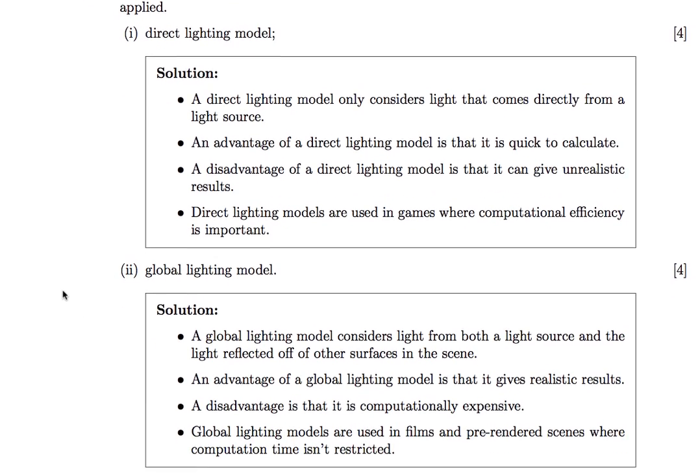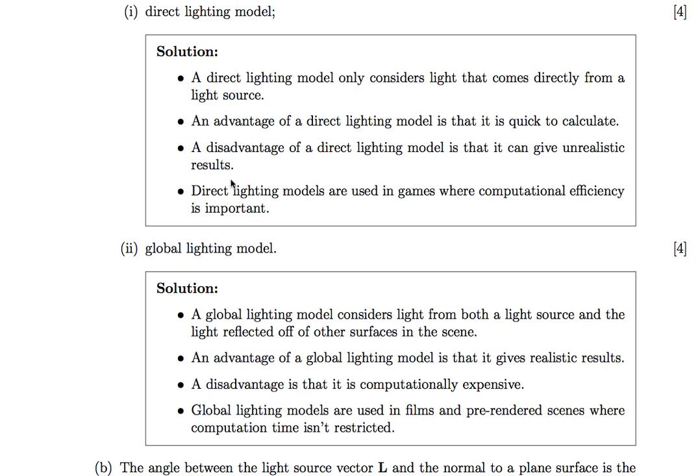So a direct lighting model is one that only considers light coming directly from a light source. This is different from the global lighting model, where we consider light both from a light source and reflecting off of other objects in the scene. An advantage of the direct lighting model is it's very quick to calculate because you're only considering light reflecting off a single object. A disadvantage is that it can give unrealistic results.